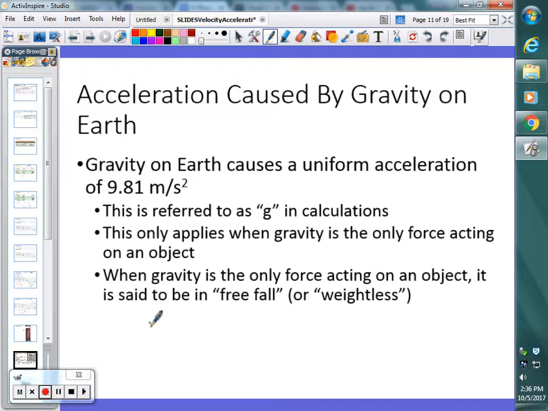It's always happening. However, gravity is not always the only thing affecting the motion of an object. If we can isolate gravity and gravity only, we would see that here on Earth, objects would accelerate at this rate.